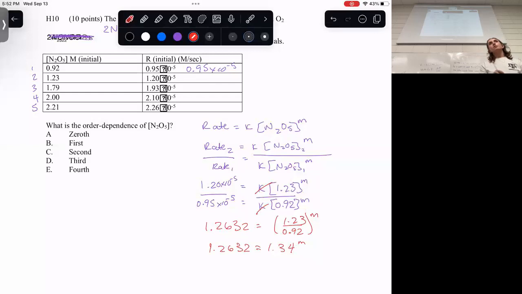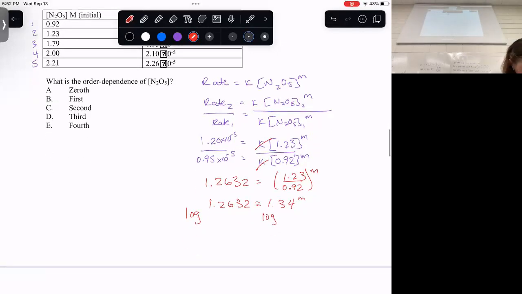Or if it's 2 to the 2M, then you can kind of see that it's 2. Or sorry, then you can see that the M would be 1. But if you can't tell based off of these numbers here, you can always do a log. So you can say log 10 here. You just do log and log. Your log math happens so that now this becomes log of 1.2632 is equal to M times the log of 1.34.